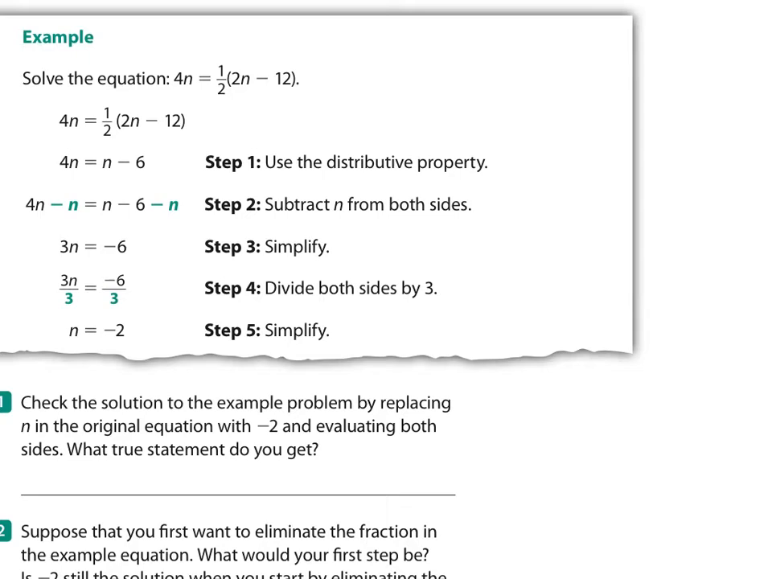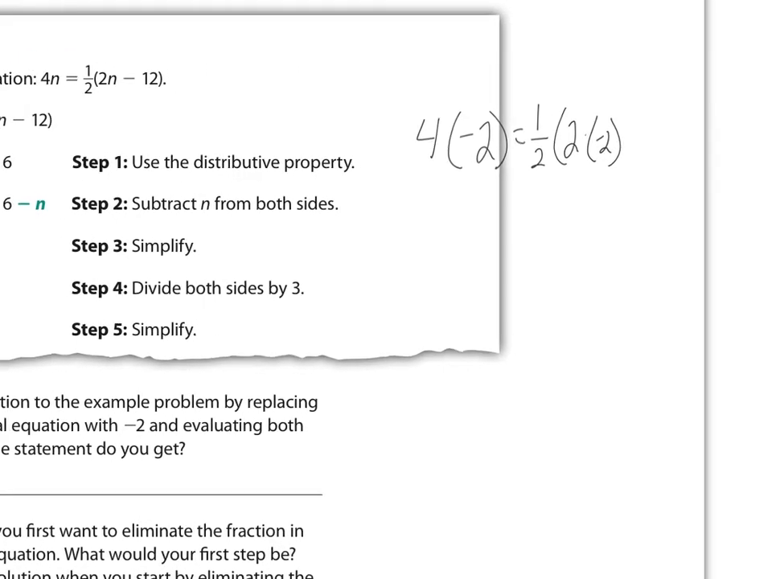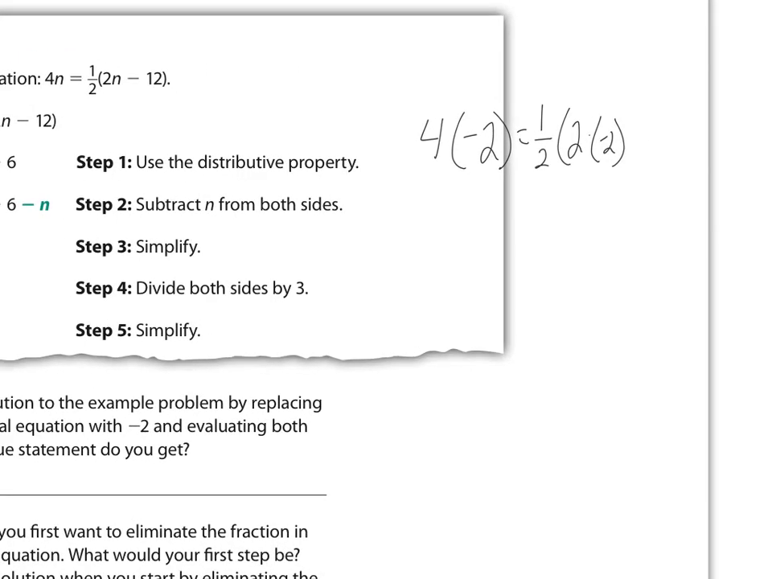So we would have 4 times -2 equal to 1/2 times the quantity 2 times -2 minus 12. Uh-oh, folks, I'm running out of room. Let me move over. There we go. And I want to evaluate both sides, which basically simply means find the value of each side of the equation.